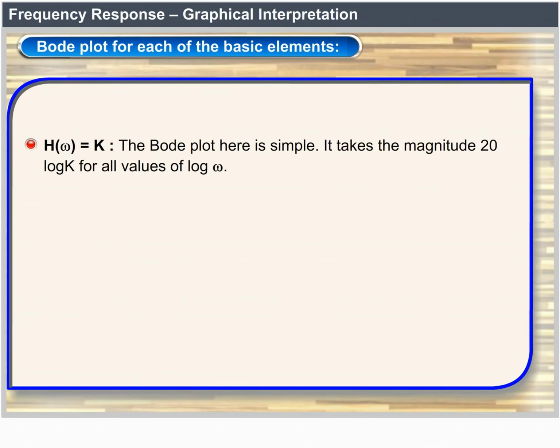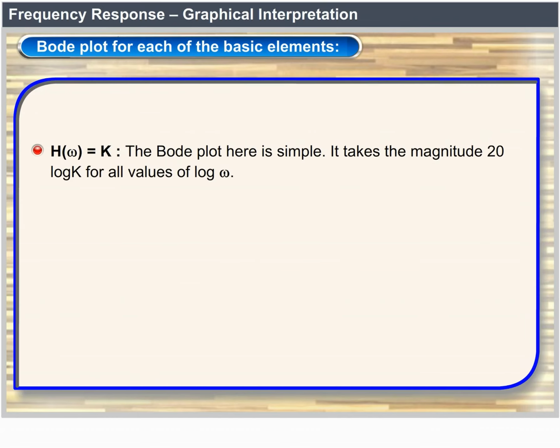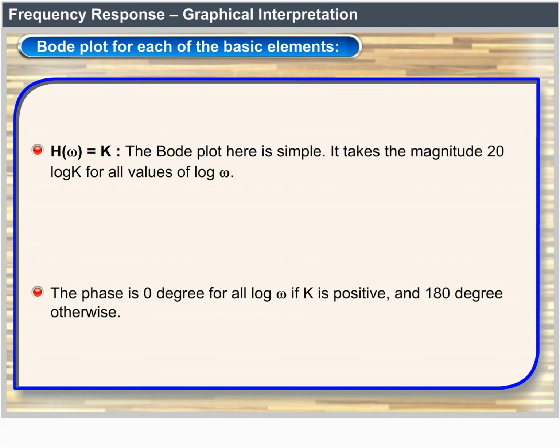H(ω) = K. The Bode plot here is simple. It takes the magnitude 20 log K for all values of log ω. The phase is 0 degrees for all log ω if K is positive and 180 degrees otherwise.